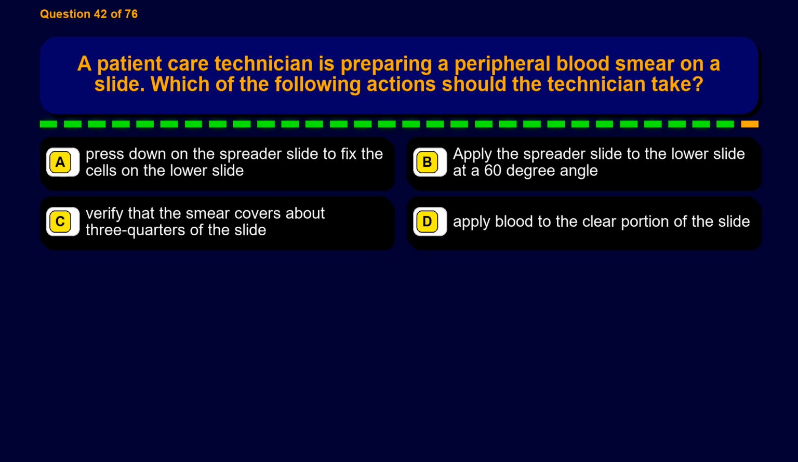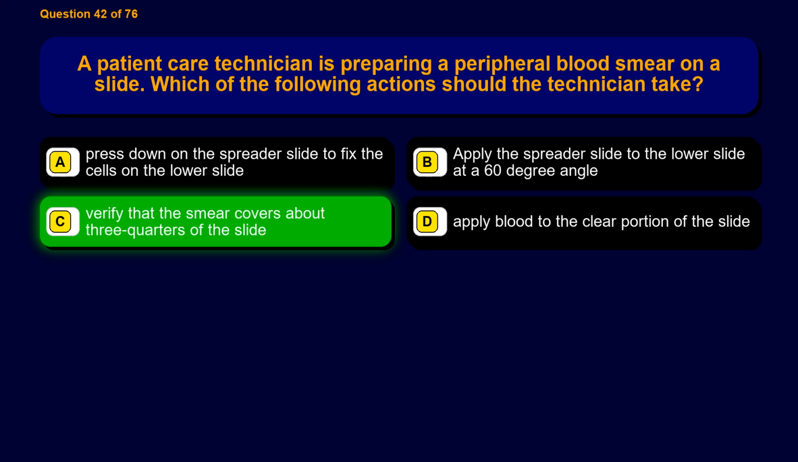Question 42. A patient care technician is preparing a peripheral blood smear on a slide. Which of the following actions should the technician take? Option A. Press down on the spreader slide to fix the cells on the lower slide. Option B. Apply the spreader slide to the lower slide at a 60-degree angle. Option C. Verify that the smear covers about 3/4 of the slide. Option D. Apply blood to the clear portion of the slide.